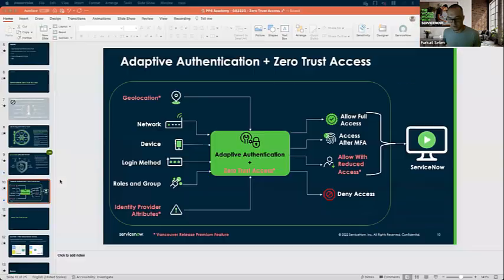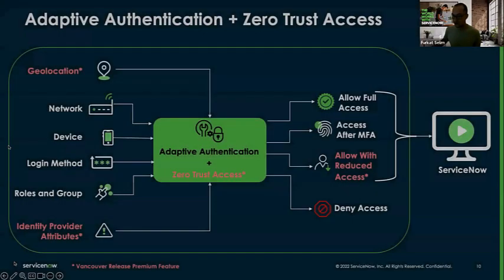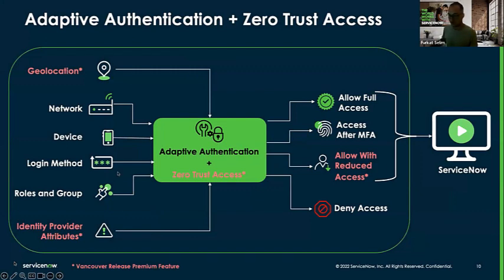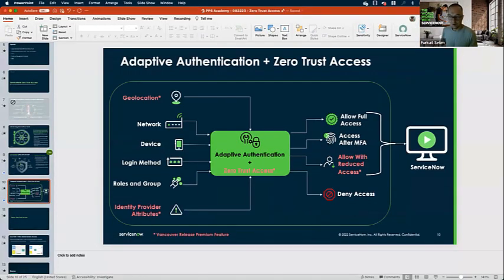Please feel free to ask your questions if you have any more. I will go over the next slide here. Just a quick recap on what Randir just mentioned in the demo. He did walk through all the filters for zero trust access based on the geolocation, the network, device, as well as the identity provider attributes.